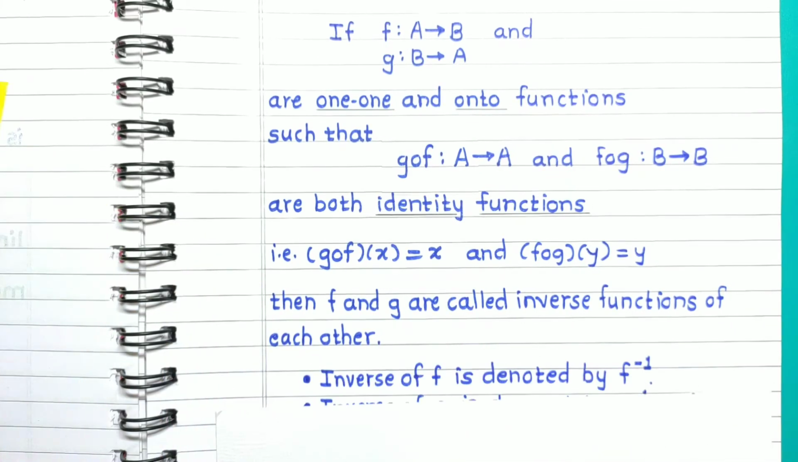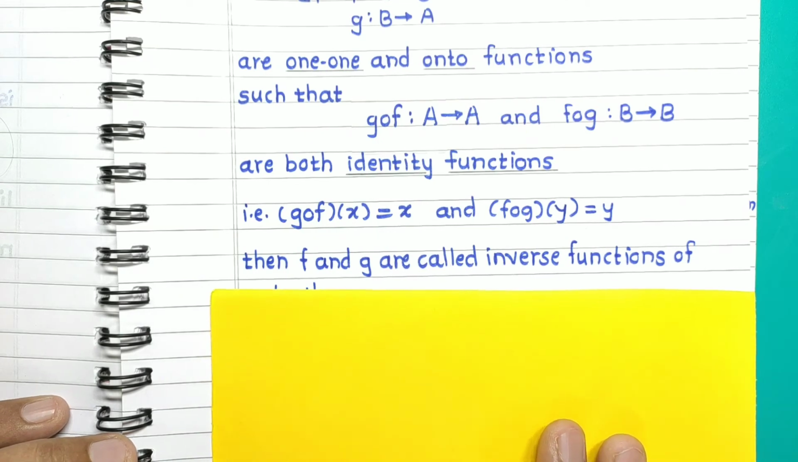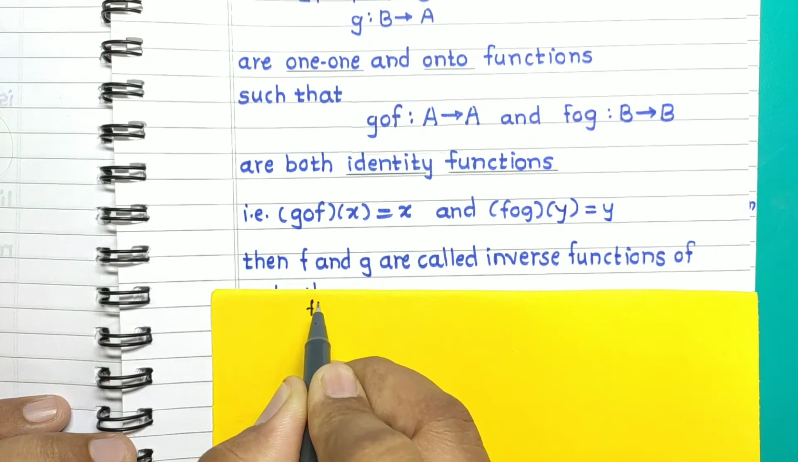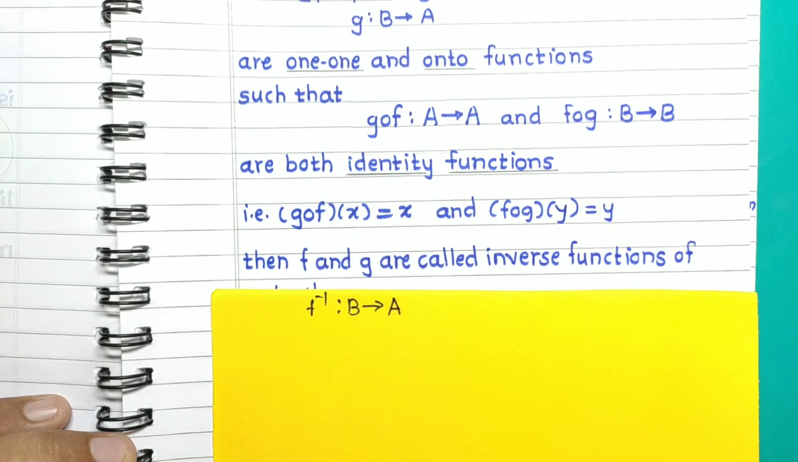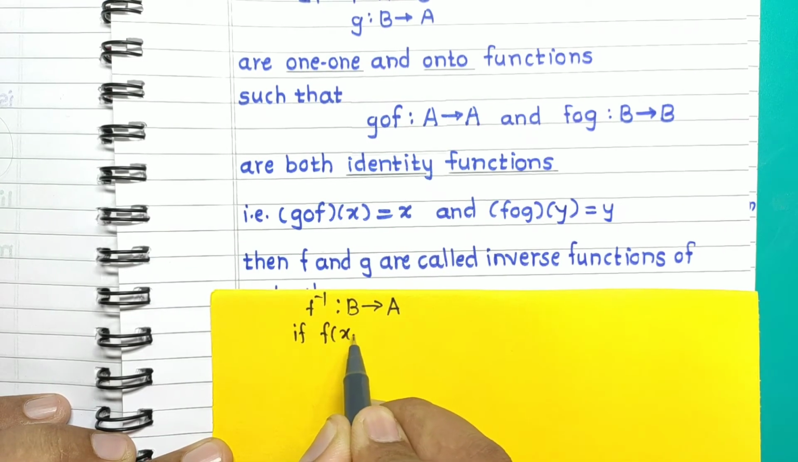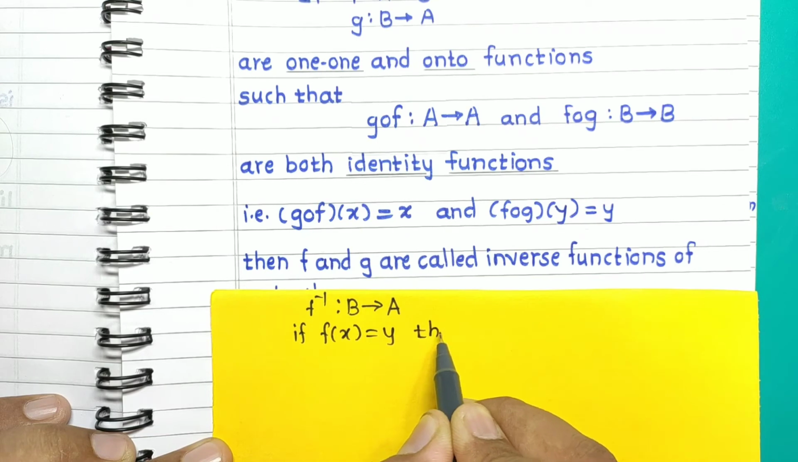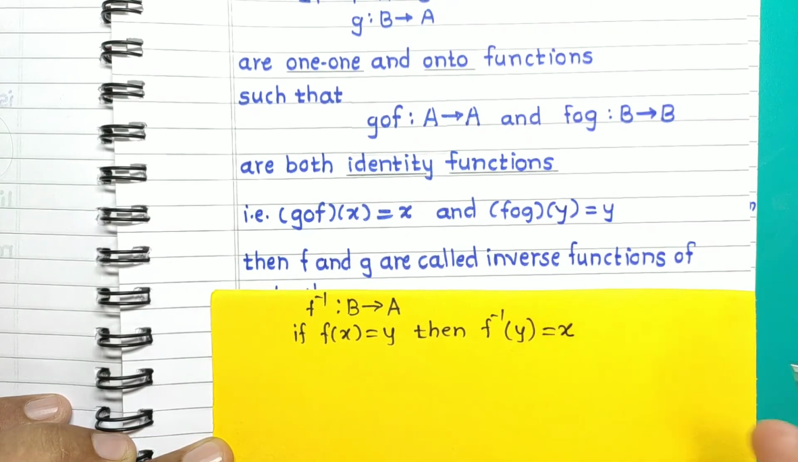And the inverse of function g is denoted by g inverse. You write it as g raised to minus 1, but it is not the power, it is just a symbol to denote the inverse function. So we define a function f inverse from B to A such that if f of x is equal to y, then f inverse of y is equal to x.